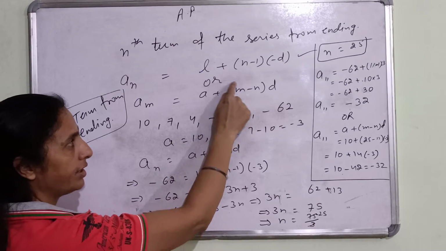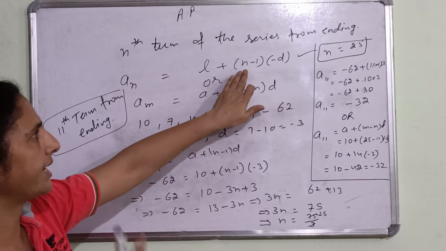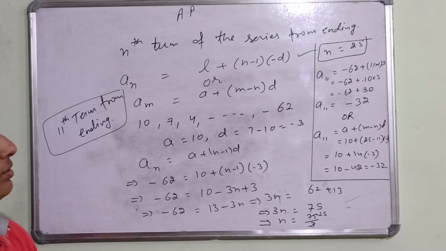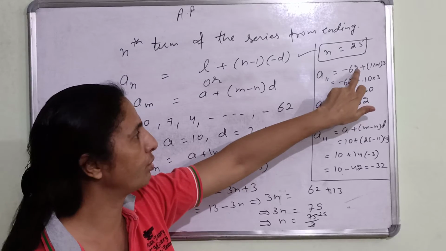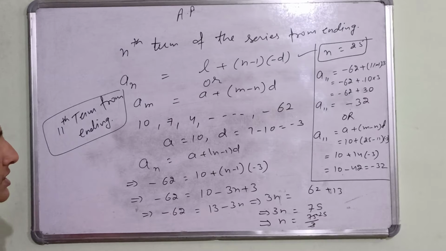Here the number of terms m is there, right? So in this formula we don't need the number of terms. We just need the 11th term, the last term. If you know the last term, then you can use this. And if you don't know the last term, you have to find the number of terms, and then you can use the other.